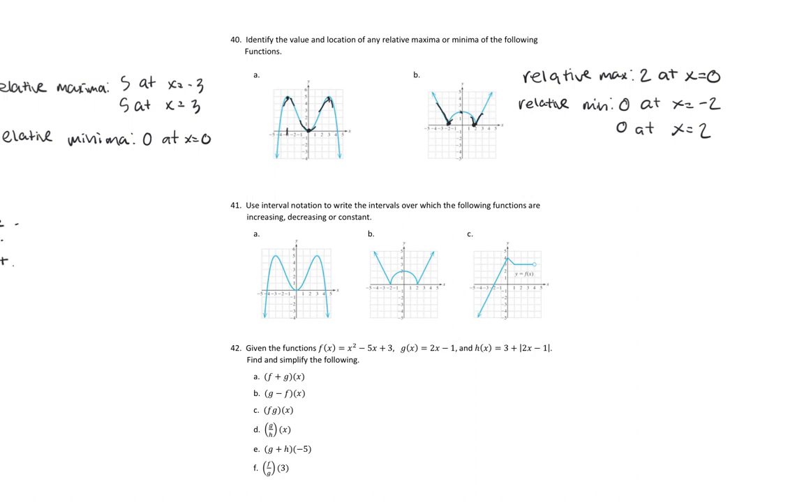So if we look at where it's increasing, or where the y values are getting bigger while the x values are getting bigger, it looks like it's going up, up, up, until it hits this point, right? So we know it's going to be increasing from -infinity to what x value is it at? That's at -3.